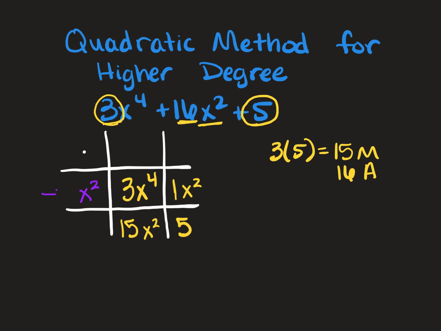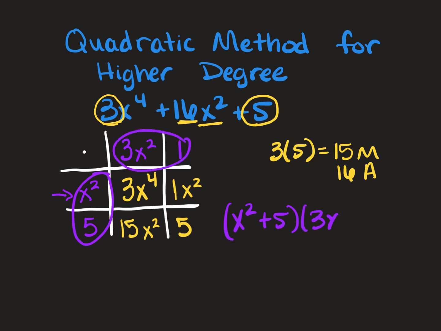After that, remember, you can keep going with the GCF, or you can use your multiplication. I'm going to start here because I know that I need to multiply that x squared that we just talked about by 3x squared if I want that 3x to the fourth. I know that I just need a 1 there, and it looks like I need a 5 there to make it work. So x squared plus 5 times 3x squared plus 1 will be our factored form.